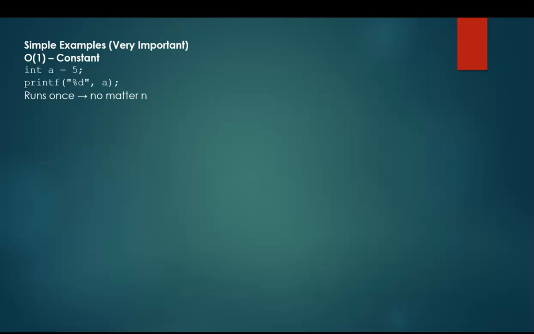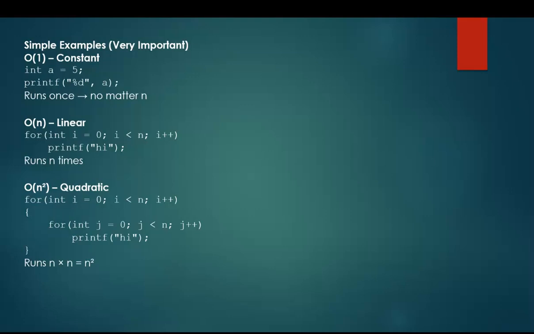The first one is a very important common example. int a is equal to 5, printf, I'm printing a. So this runs once, no matter n, right? So this is running only once, so I say it's order of 1. The next example: for int i equal to 0, i less than n, i plus plus, printf hi. So this is running n times, so it is linear, order of n.